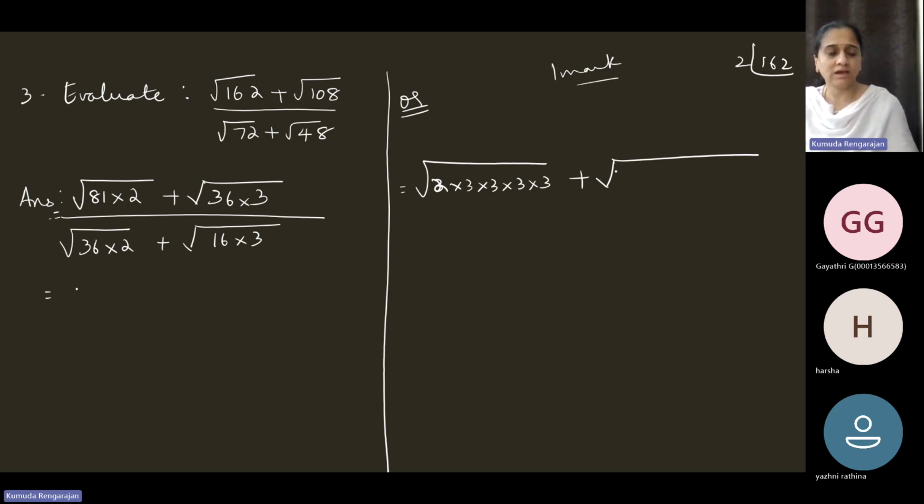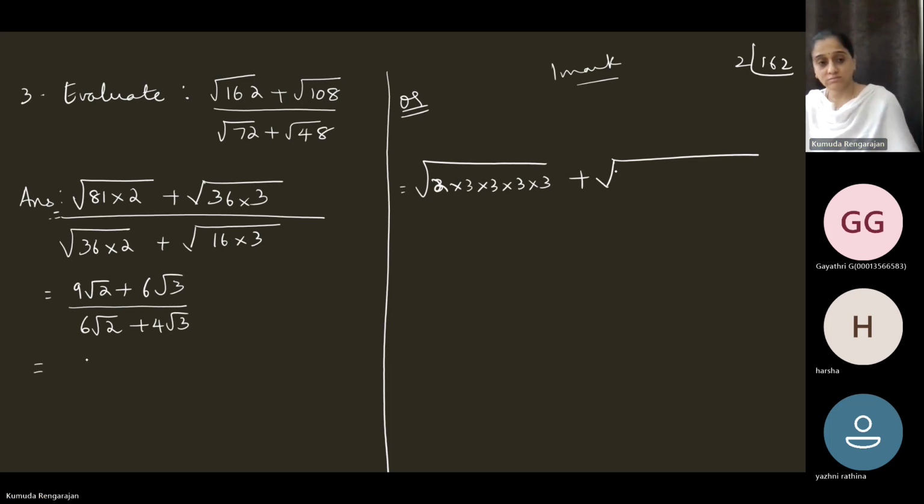So here it's going to be 9 root 2 plus 6 root 3, correct? Divided by 6 root 2 plus 4 root 3. Now what's common in the numerator? 3 is common. So 3 root 2 plus 2 root 3.